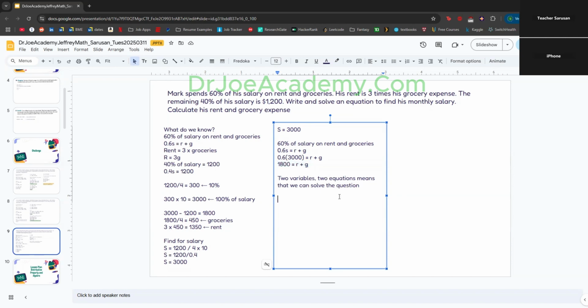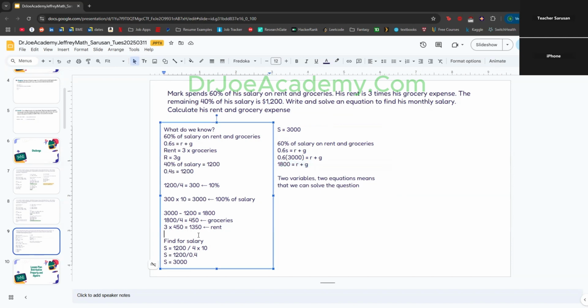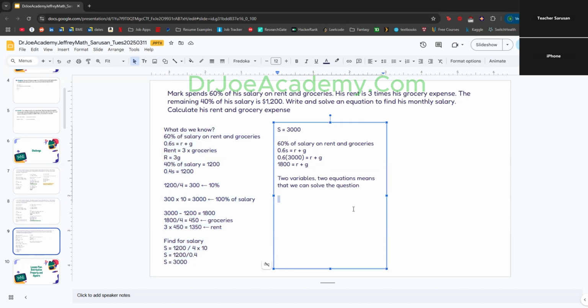Maybe our first equation. So I'll give you a hint. The other equation is on the page. It's somewhere in this highlighted section. Would it be rent? No, it wouldn't be like the 3 times 450 equals 1350, right? So we're getting there. So that is the correct information that we need.